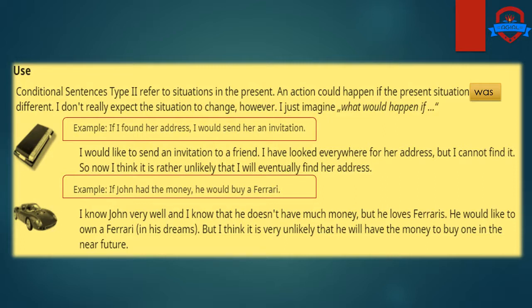I would like to send an invitation to a friend. I have looked everywhere for her address, but I cannot find it. So now I think it's rather unlikely that I will eventually find her address. Another example, if John had the money, he would buy a Ferrari. I know John very well, and I know that he doesn't have much money, but he loves Ferraris. He would like to own a Ferrari in his dreams, but I think it's very unlikely that he will have the money to buy one in the near future. John doesn't have money.